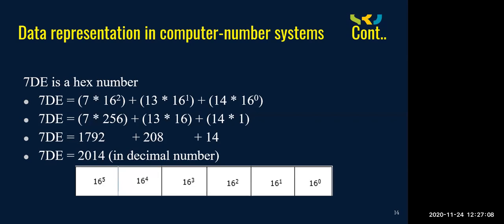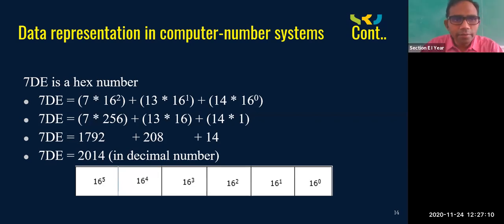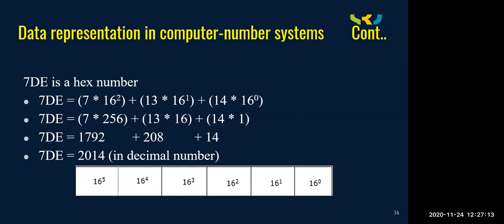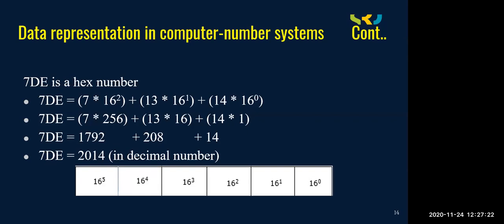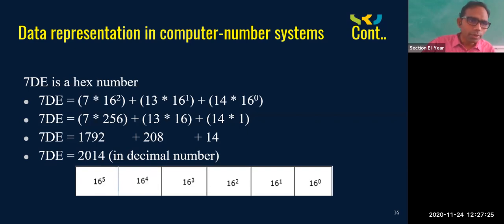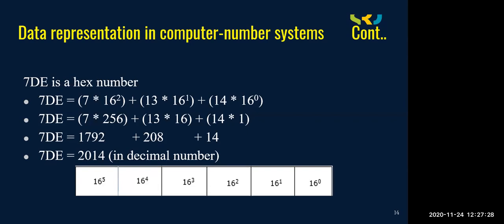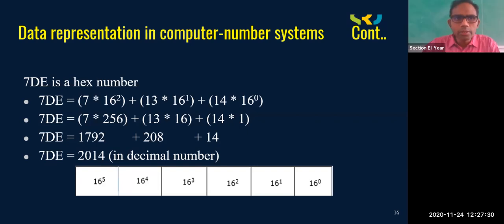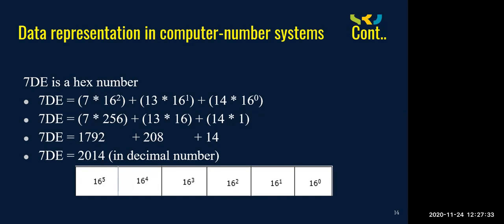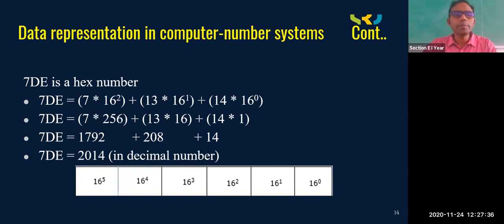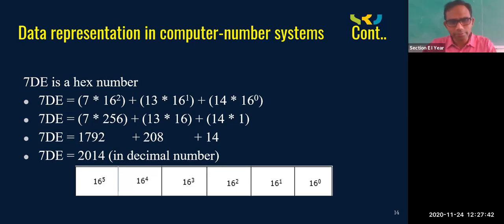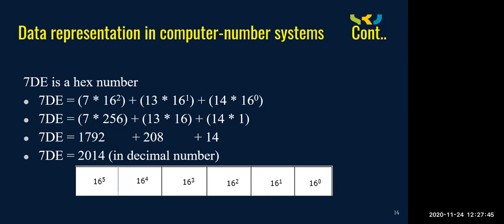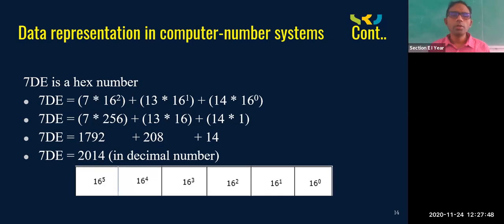Then we don't have D in the decimal number system. What is the equivalent of D? 13. 7, write as it is because 7 is a decimal number. So here you are going to take 16 power 0 into 14, 16 to the power of 1 into 13, 16 to the power of 2 into 7. What is 16 power 0? 1. 1 into 14. 16 power 1 is 16, so 16 into 13. Then 256 into 7. Multiply and add. So that is 14 plus 208 plus 1792. So the equivalent is 2014.